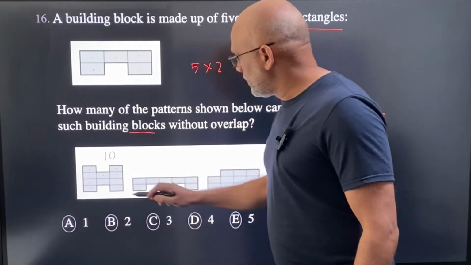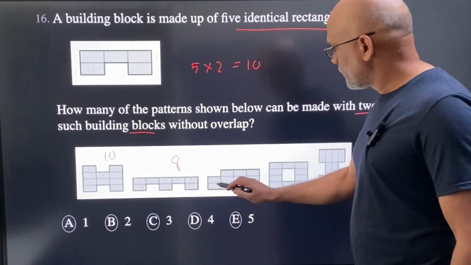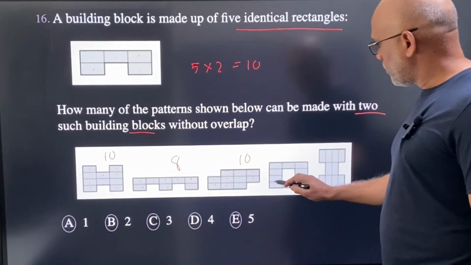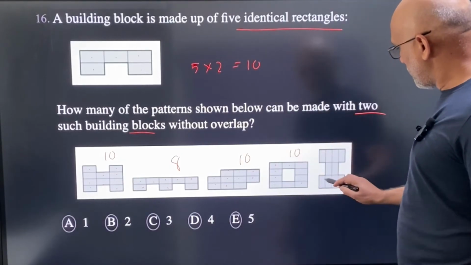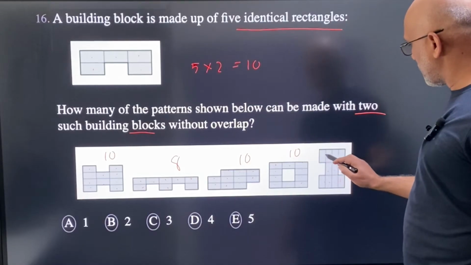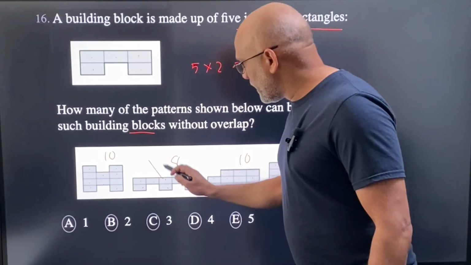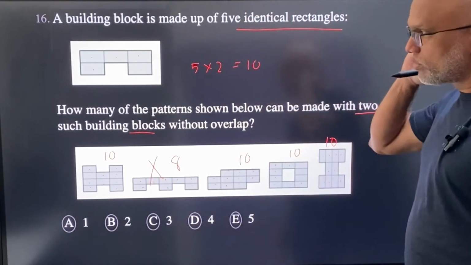So this is 10. 1, 2, 3, 4, 5, 6, 7, 8. This is 8. Then this one is 10, this is 10, and this is also 10. Alright. So I definitely cannot make this one, right? But for the rest, the 4, let's check if I can use those building blocks.